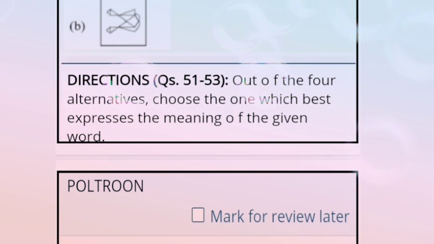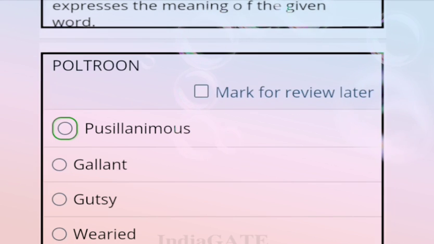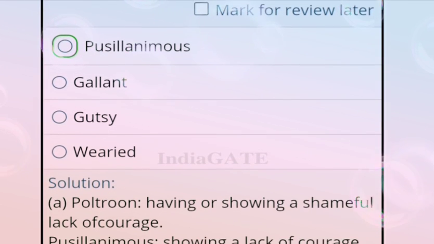Next question. And the direction for this question, 51 to 53: out of the four alternatives, choose the one which best expresses the meaning of the given word. So poltroon, which is a similar word to pusillanimous. Here the correct answer is option A.